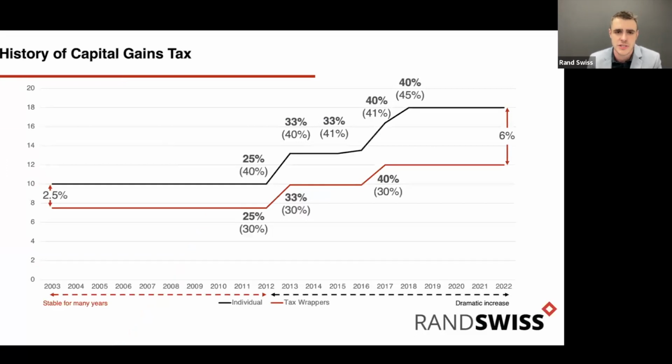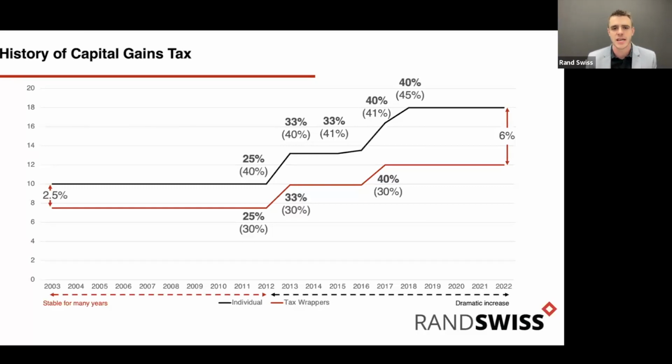Additionally, if we look at the history of capital gains tax, there's been a huge change over the years. So what we can see from this graph over here is that from 2003 to 2011, the CGT rate, the capital gains tax rate, was quite sustainable for many years.